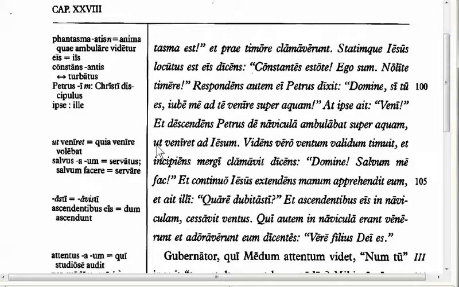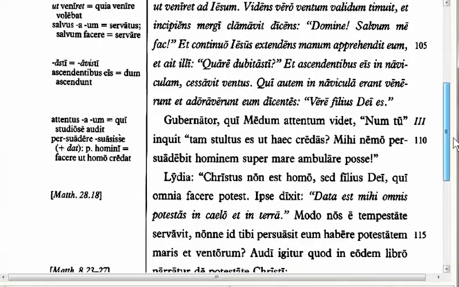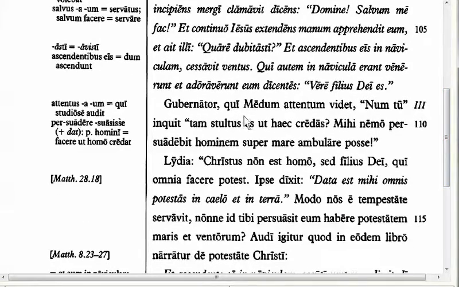Okay, so the next new feature is in line 110. Go ahead to the beginning of lesson 3 here, where the gubernator, qui medum attentum videt, says, "Num tu inquit tam stultus es, ut haec credas," and then "mihi nemo persuadebit hominem super mare ambulare posse." So surely you are not so stupid that you believe these things. Nobody will persuade me, nemo persuadebit mihi, that a person is able to walk on top of the water, on top of the sea.